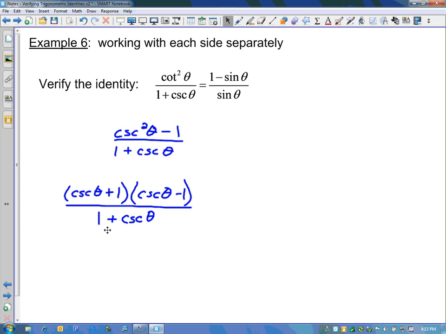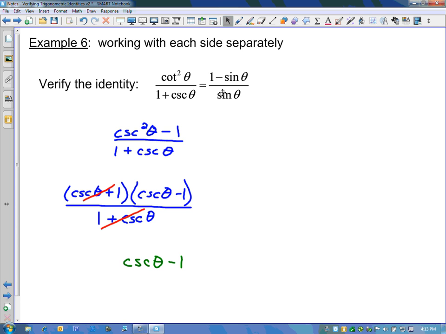Cosecant plus 1 is the same as 1 plus cosecant because the order doesn't matter in addition. So those 2 can cancel, and that leaves me just cosecant minus 1. Now I stop here on the left side because this can't be reduced any further. This is the simplified form. So let's try the right side and see if we can simplify it to the same expression.